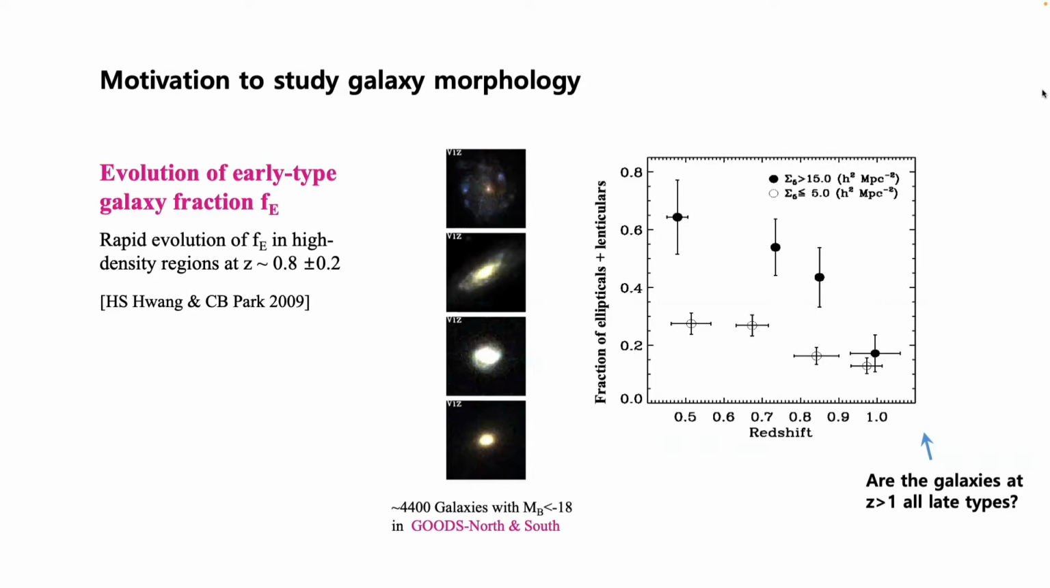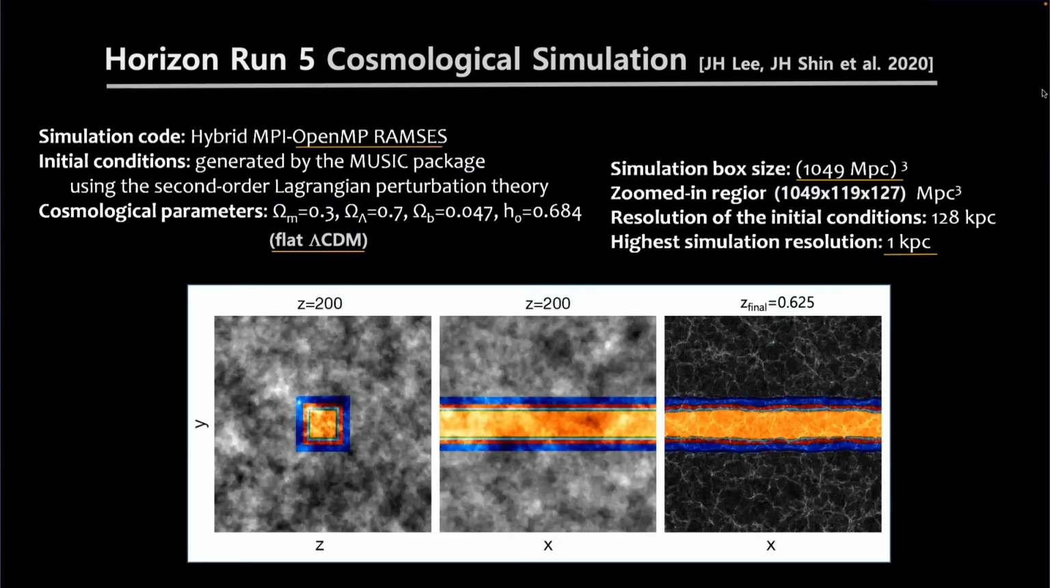And there are many observational and theoretical studies on the galaxy morphology at high redshift, but there has been no consensus, both from observation and simulation yet. So I used HL5 simulations to study this morphology of galaxies at high redshift.